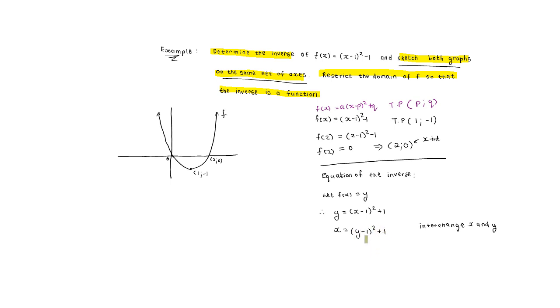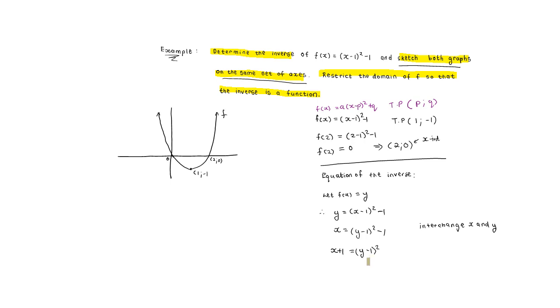Okay, now we need to solve for y. That means subtracting 1. Oops, let me rewrite the original equation correctly. So we have minus 1 minus 1. Then we're going to add 1 to both sides, which will give us x plus 1 is equal to y minus 1 squared.